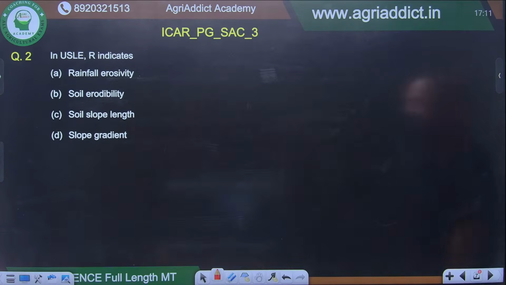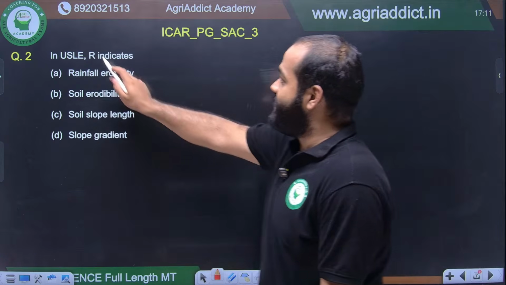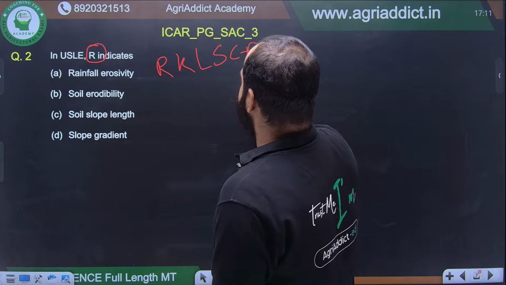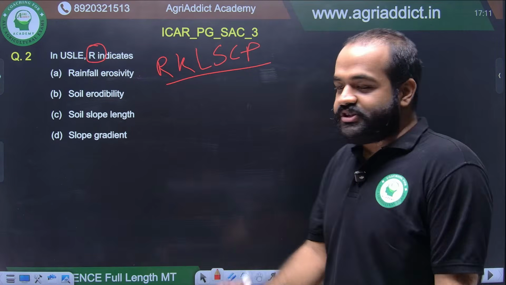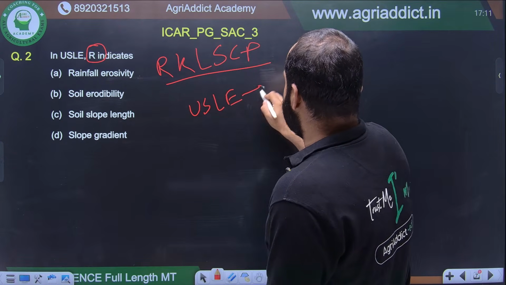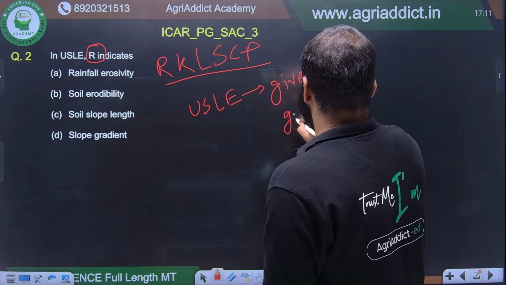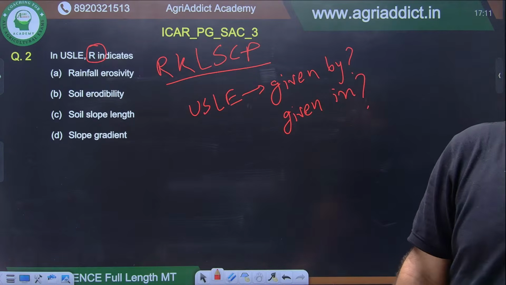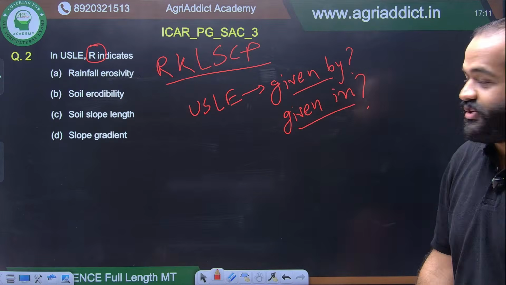All right, moving on. In USLE, that is the universal soil loss equation, R indicates, we all know the universal soil loss equation is RKLSCP, and the R indicates. Here I will ask 2 supplementary questions with this. USLE was given by, you have to tell me the name of the scientists, and given in, you have to tell me the year. So you tell me the options and also you tell me these 2 questions. Given by, given in which year?